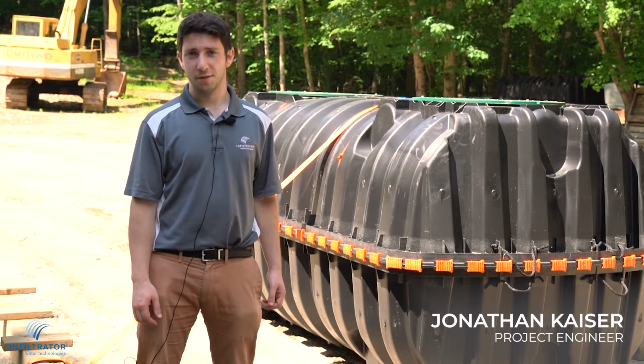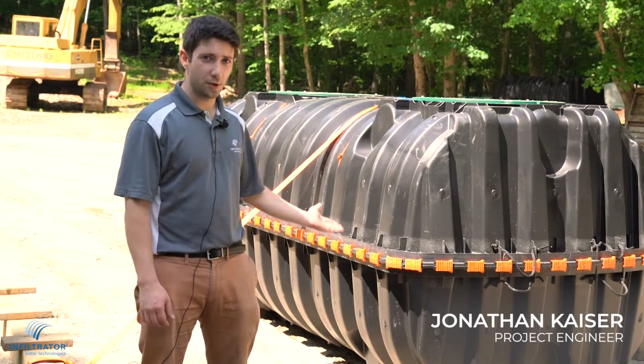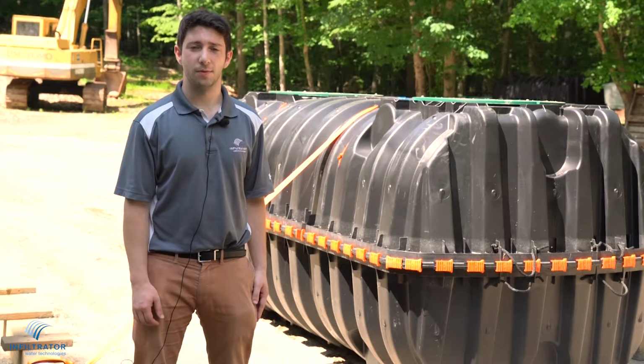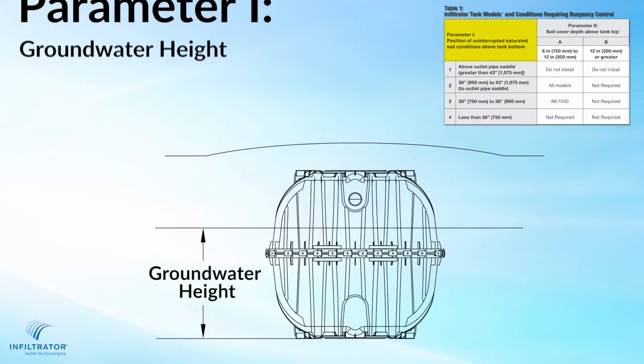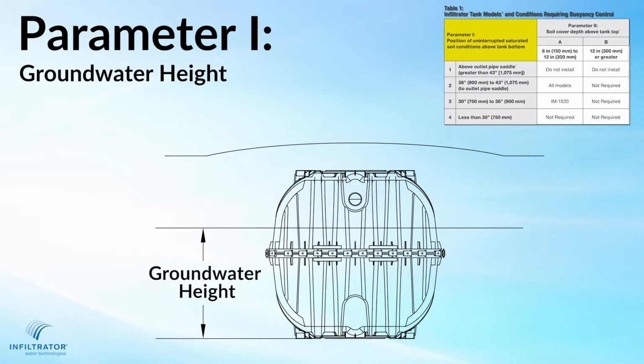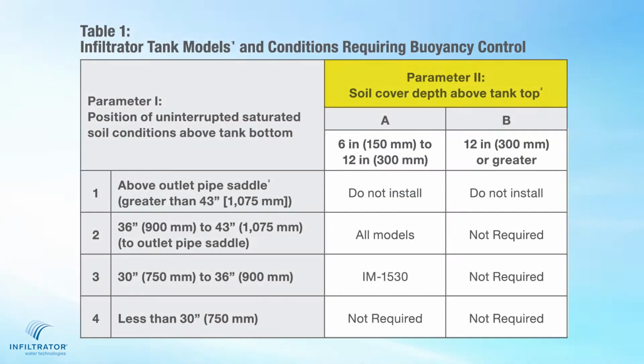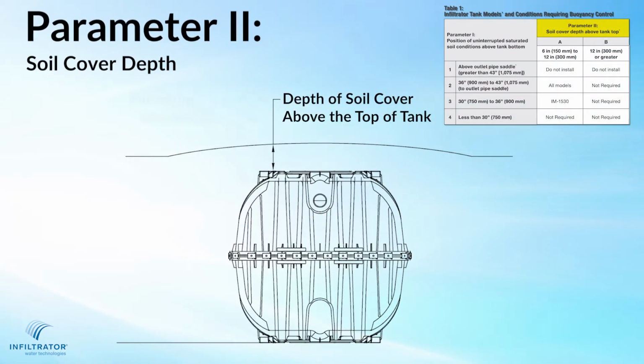There are two parameters to focus on when determining whether your Infiltrator tank requires buoyancy control. The first parameter is the height of uninterrupted saturated soil conditions, or the groundwater table, above the bottom of the tank. And the second parameter is the soil cover depth above the top of the tank.